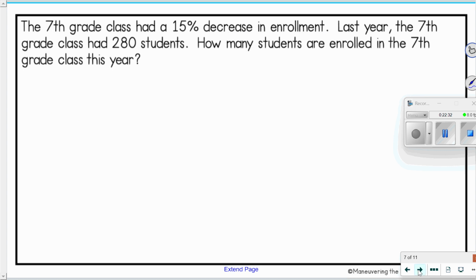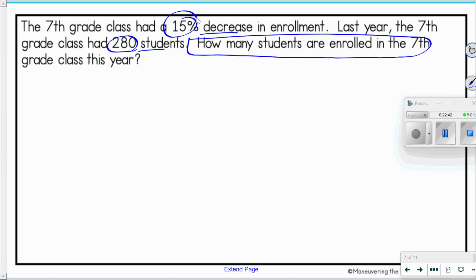Okay. 7th grade class had a 15% decrease in enrollment. Last year, the 7th grade class had 280 students. How many students are enrolled this year? So this time they gave me the decrease, didn't they? Yeah. So that means I actually know my percent. It's 15 over 100. The key is that 280, the original or the change? The original. So where does that go? In the bottom. Is it easy to go from 100 to 280?